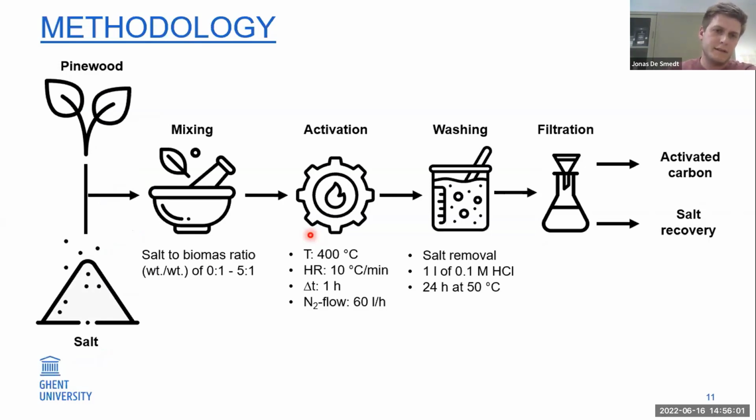So we redid the tests in triplicates this time. We did also the same for pure zinc chloride, so we physically mixed it again. We also had our control, and then we activated it. This time we used a bit lower heating rate: 10 degrees Celsius per minute instead of 15. We washed everything afterwards via the same mechanism, with a 0.1 molar solution of HCl. And we filtered it, and we retrieved our activated carbon, and we tried to recover also our salts.